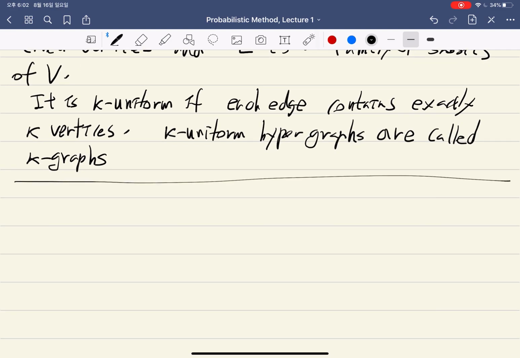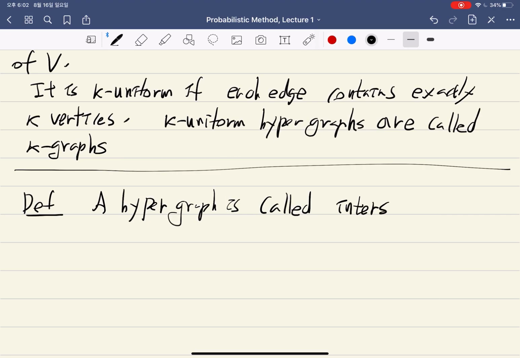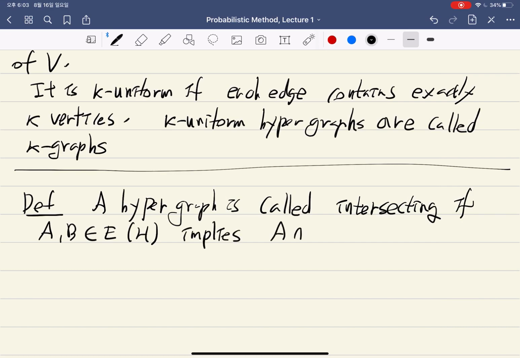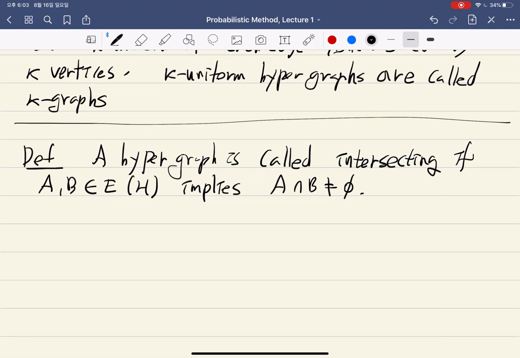And there are lots of studies going on about hypergraphs alongside graph theory. One of them is about intersecting hypergraphs. A hypergraph is called intersecting if any two edges always have a non-empty intersection. Then one of the natural questions is: what's the maximum number of edges in an n-vertex intersecting k-graph?